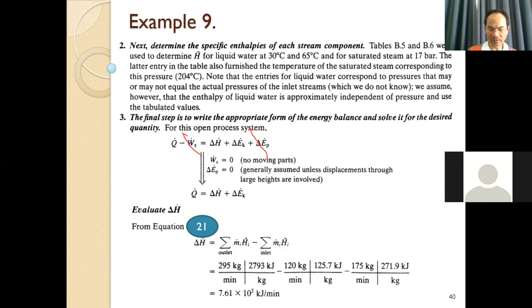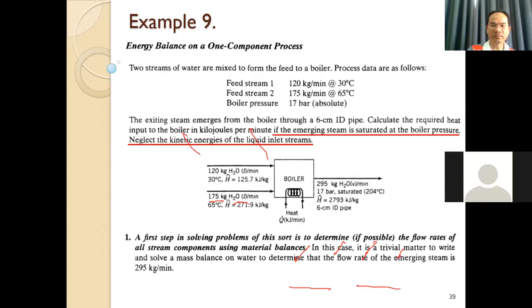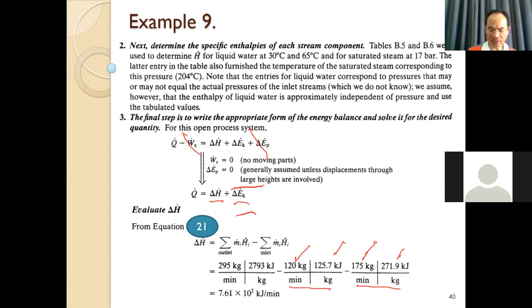Next you have to calculate delta H and delta EK. Delta H is the summation of m_i h_i of the outlet minus m_i h_i of the inlet. We have two inlets. You know m of the first stream of water, m of the second stream of water, and you know the enthalpy. At the outlet, you also know the mass flow rate and the enthalpy. You get delta H of the system.